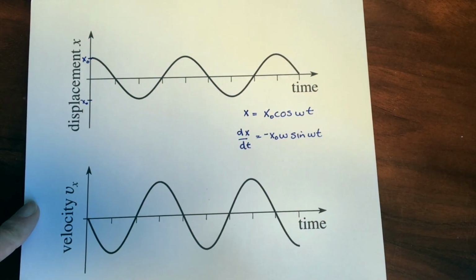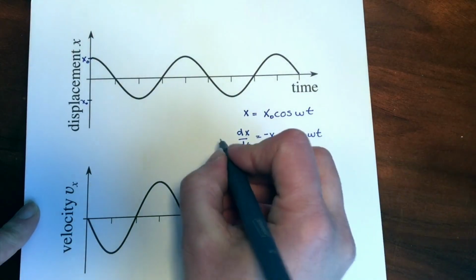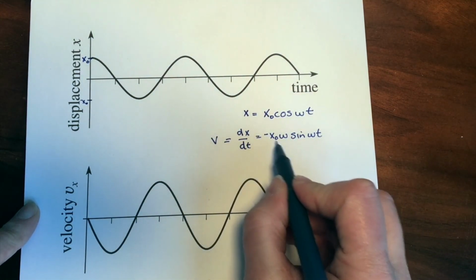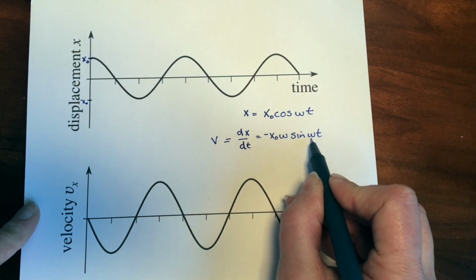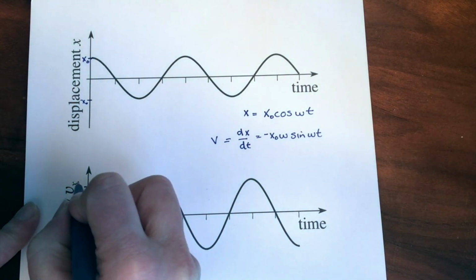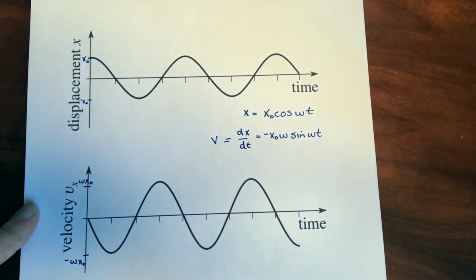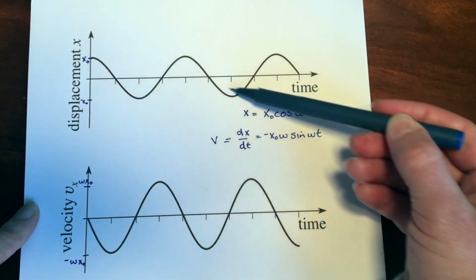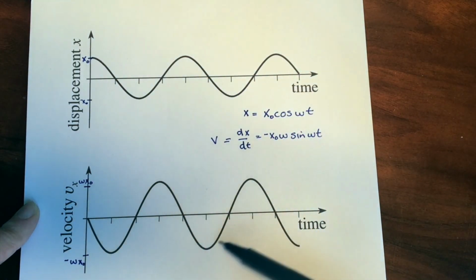I've differentiated displacement with respect to time, and we've come up with this formula here. Let's have a look and translate that to the graph. So velocity of the object is equal to minus x0 omega sine omega t. So that means that our maximums here must be, let's put it a nicer way, x0 and omega x0. And you can see visually that graph doesn't have as large an amplitude as that graph.